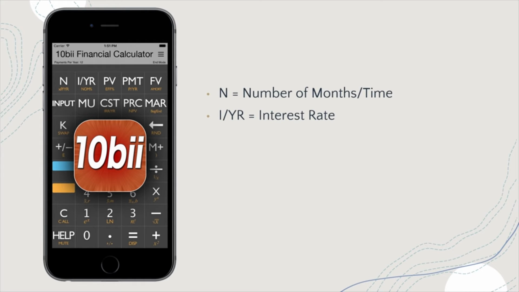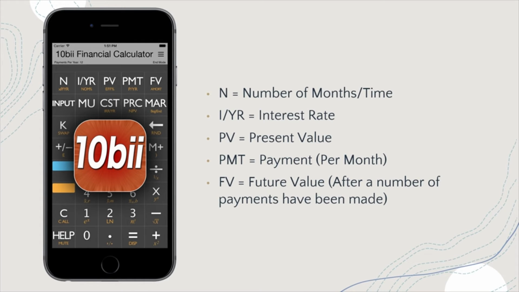The next button is labeled I/YR, and that stands for the interest rate. The button next to that is PV, which stands for present value, and that usually means the beginning amount of a loan. After that, it's PMT, which stands for the payment, and then FV is the future value. So basically, what that loan amount would be after a certain number of payments, what the UPB would be. Let's head on over to the calculator and take a look at an example.